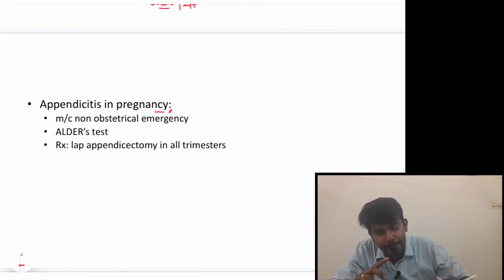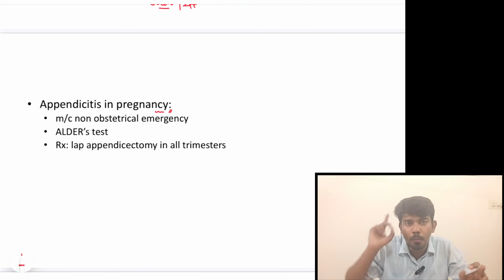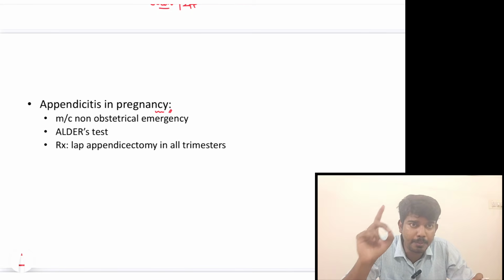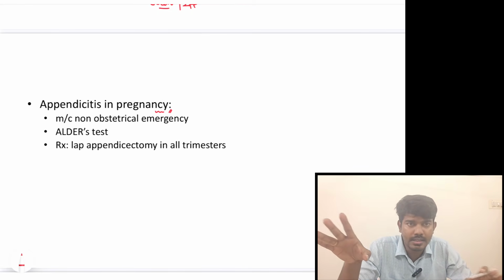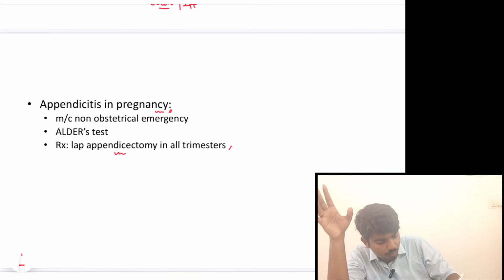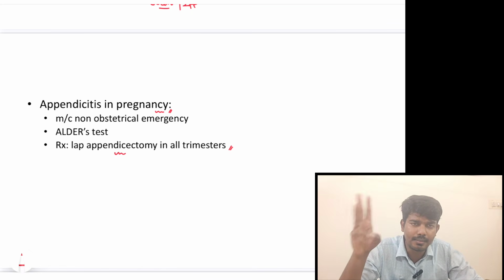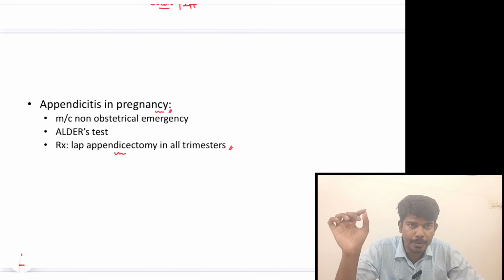What happens if the patient presents with appendicitis during pregnancy? Can we go for conservative management? No. Appendicitis is the most common non-obstetric emergency during pregnancy. We can't opt for conservative management. We are going to go for laparoscopic appendicectomy in all trimesters, whether first, second or third.